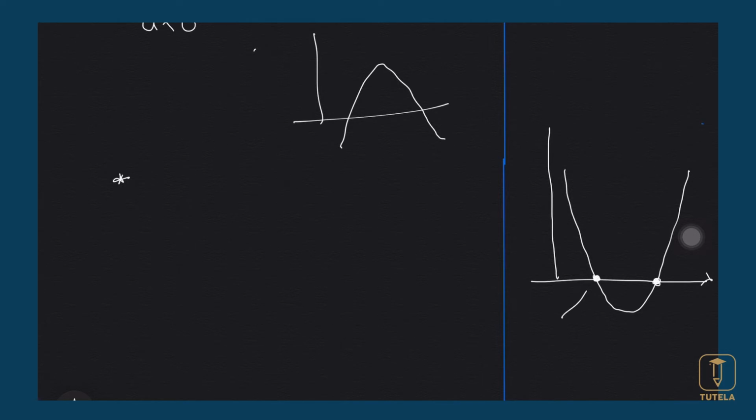To know the intersection with the x-axis, let's figure out all the critical points on a given parabola. First critical point are the roots x1, x2. Second critical point is the vertex. Third one is the intersection with the y-axis, or y-intercept. And these roots are also called x-intercepts.